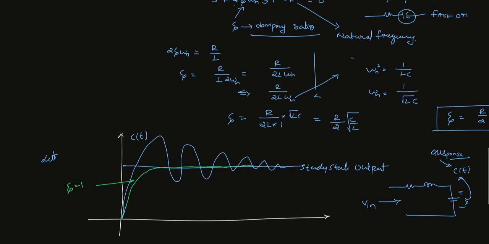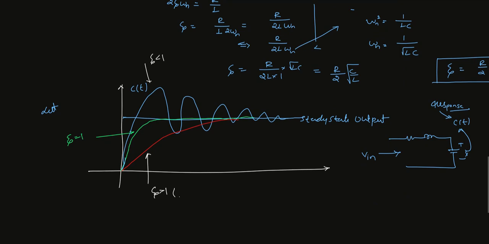And in the case of the overdamped system, the response will be like this. So this response is for zeta greater than 1, and this is for zeta less than 1. This is the case of over damping, this is the case of under damping, and this is the case of critical damping. What is the meaning of critically damped, under damped and over damped?